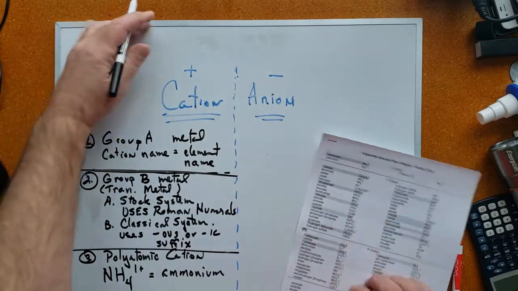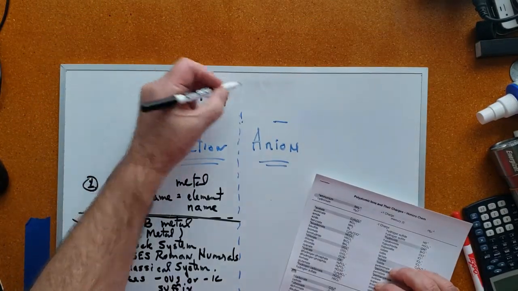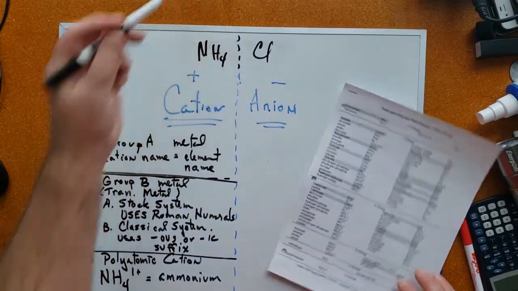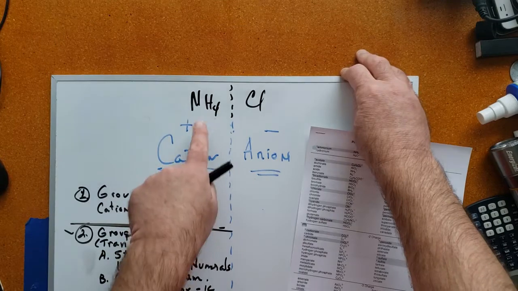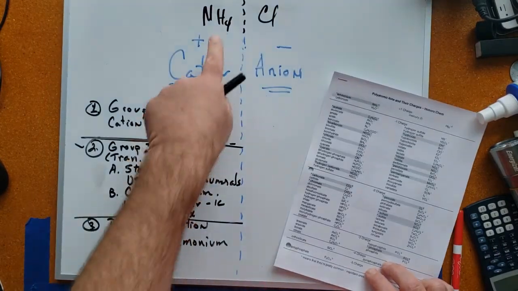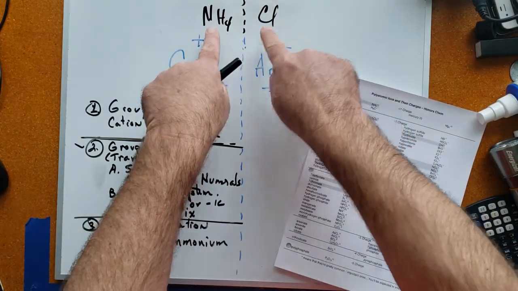Now, how about if the formula was NH4Cl as an example? Well, if you see a formula starting out with NH4, you immediately call it an ammonium compound. So this is going to be ammonium and then whatever the Cl, in this case, is chloride. This would be ammonium chloride.